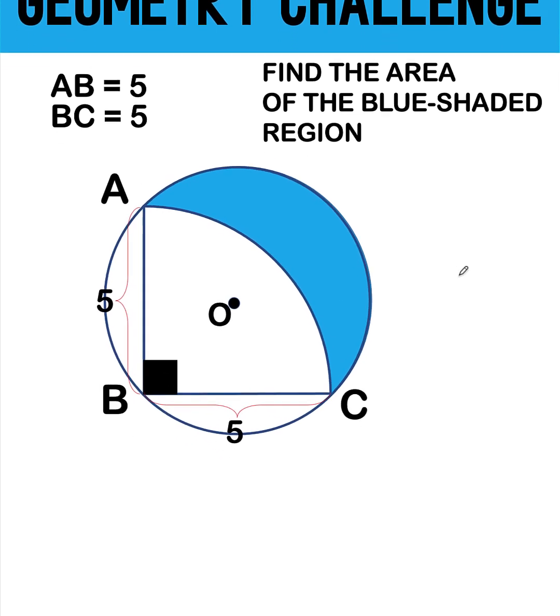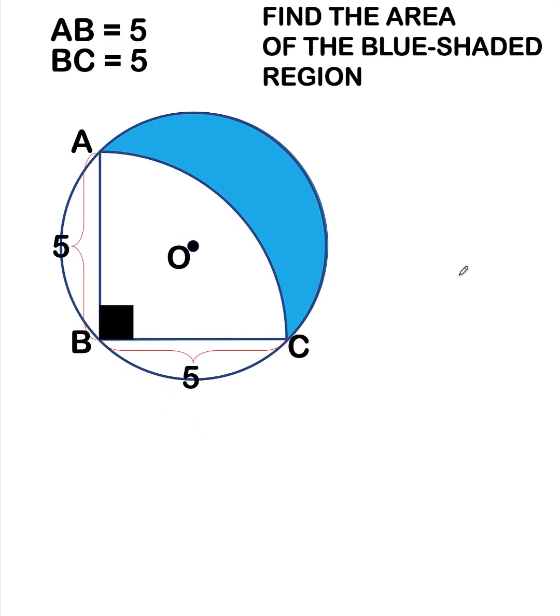Now let's solve this problem together. Let's begin by constructing this right triangle. For the purpose of identifying this upper arc, let's call this point D. What can we say about this arc ADC?